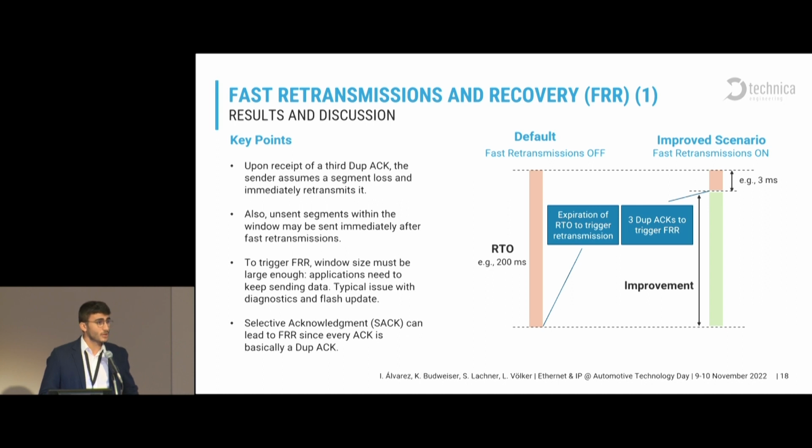Fast retransmissions and recovery mode is another key feature that is really interesting. When entering this mode, the TCP sender assumes that a segment has been lost whenever it receives a third duplicate acknowledgement message. If this happens, the sender retransmits the segment immediately without the need to wait for the RTO to expire. In order for this mode to work, we need to make sure that applications keep sending data. Otherwise, if data is not being sent, we will never receive a third duplicate ACK, and we will not be able to detect this segment loss as fast as we could.